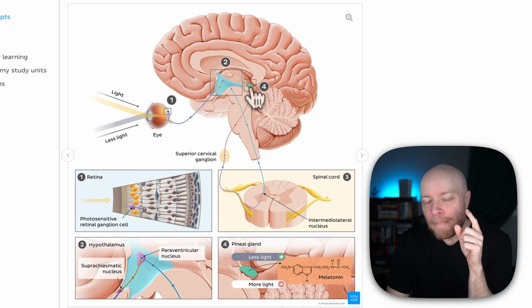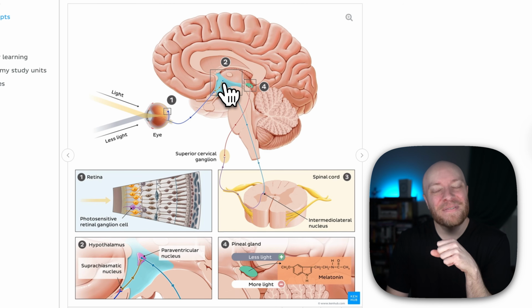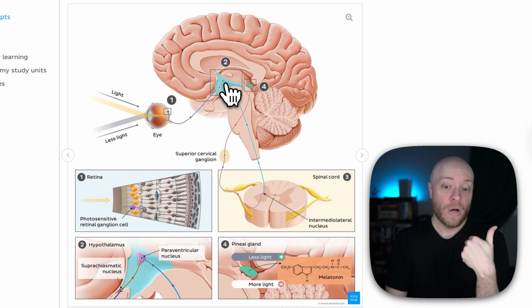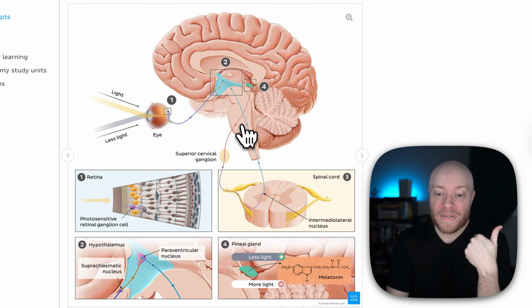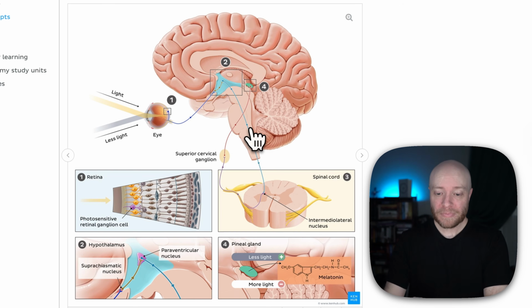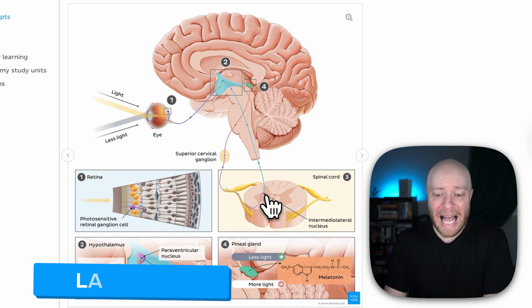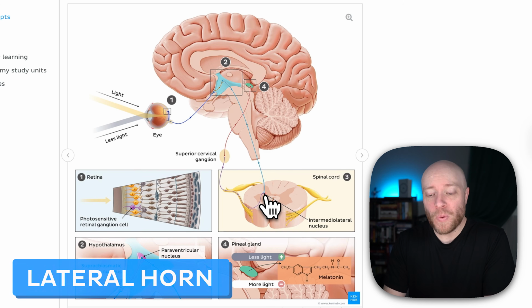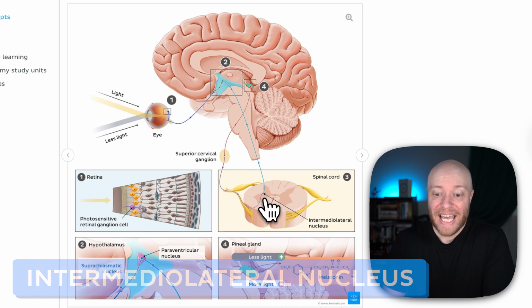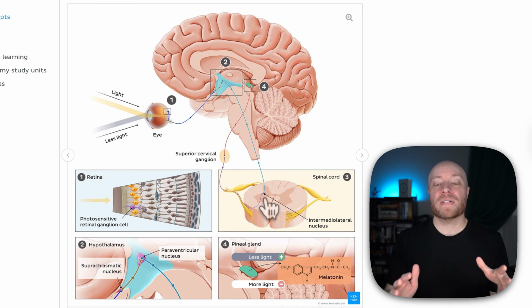And so what's going to happen here is that we're going to send a signal from that paraventricular nucleus down, right? We're exiting, going through the midbrain, the pons, the medulla oblongata. All three of these really just belong to the brainstem. And we're going to go all the way down to the lateral horn of the spinal cord, and that's where we're going to meet the intermediolateral nucleus.